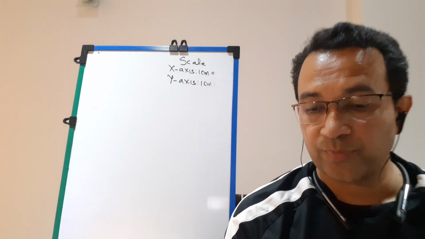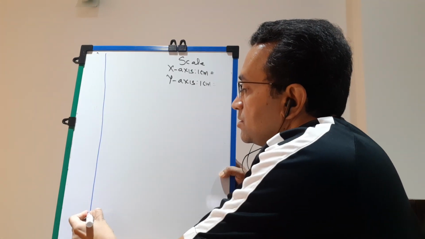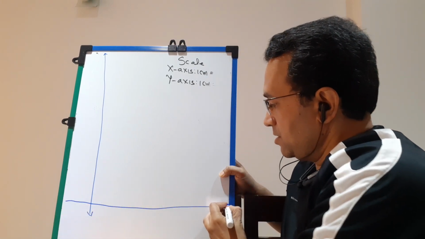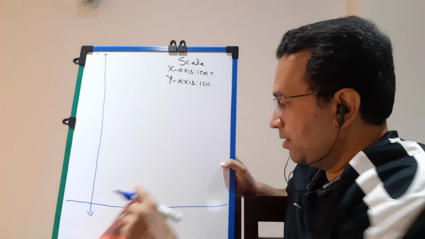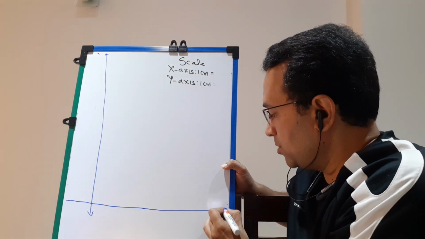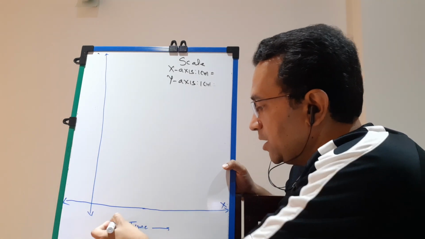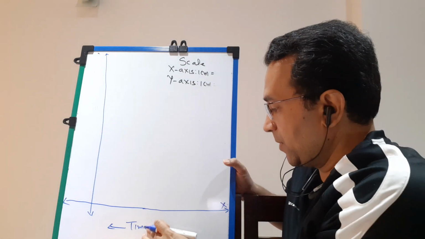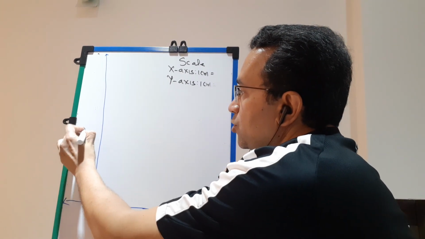Okay students, now I am drawing the x-axis and y-axis. Say this is the y-axis and say this is the x-axis. I think it is easily visible, students. It is very difficult to draw a graph on this small board, but I am trying my level best. So this is time period T, and this is production.